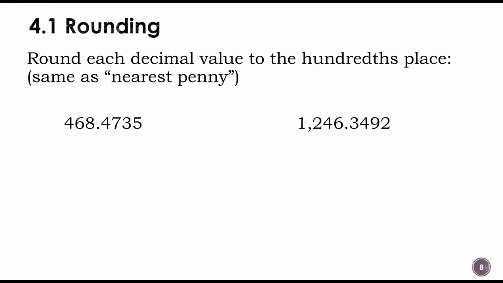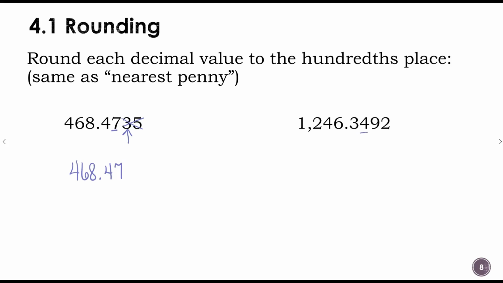Okay, next, we're rounding these to the hundredths place, and I talked about that earlier, like it's money, right? Same as the nearest penny. So if we're rounding to the hundredths place, that is the second place after the decimal. This number tells me what to do to that 7 that I underlined. So this will be 468.47. These two numbers I drop. Right? The 3 told me what to do, but I don't need that in my answer.